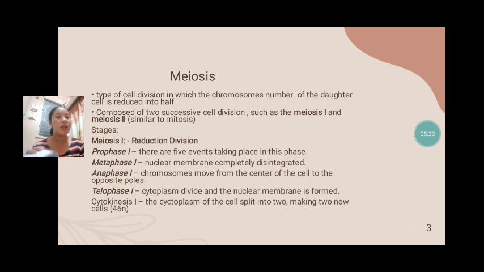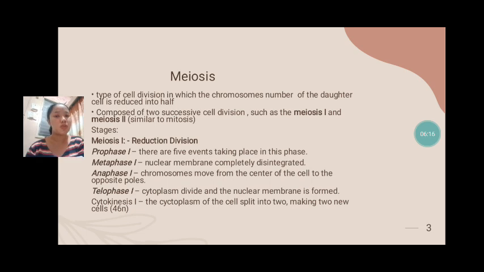So it reduces the number of chromosomes into half, and produces 4 genetically diverse gametes. Gametes are sperm or eggs in animals, and pollen or ovules in plants. So it is essential for sexual reproduction. Meaning meiosis is essential for sexual reproduction.